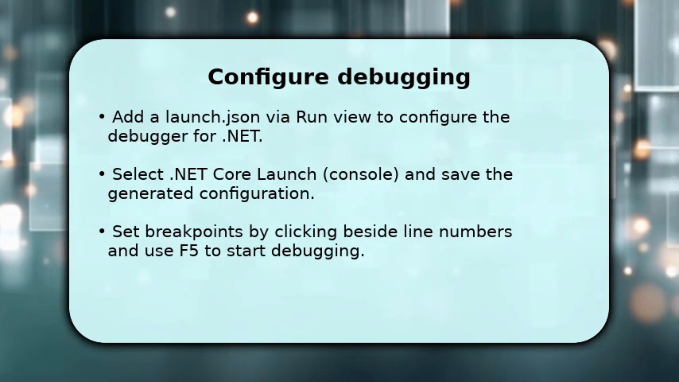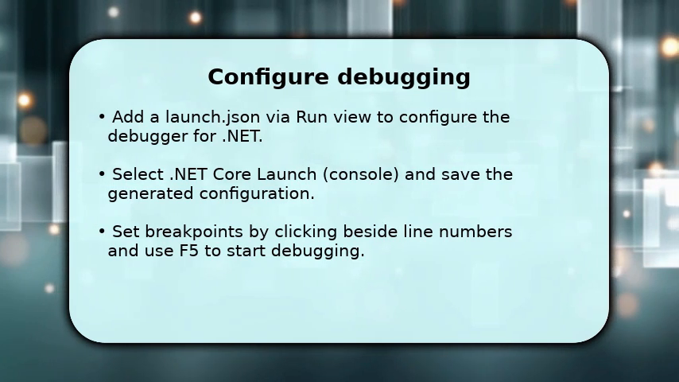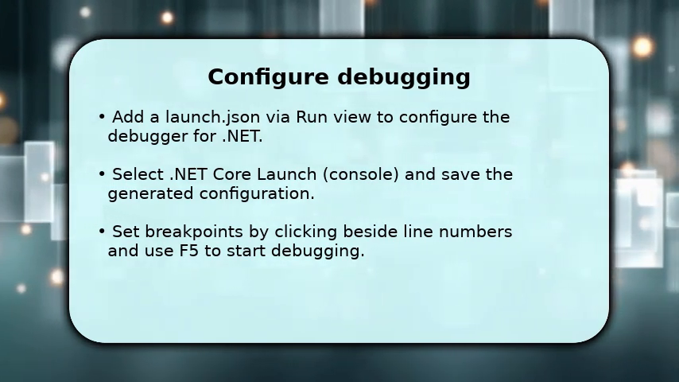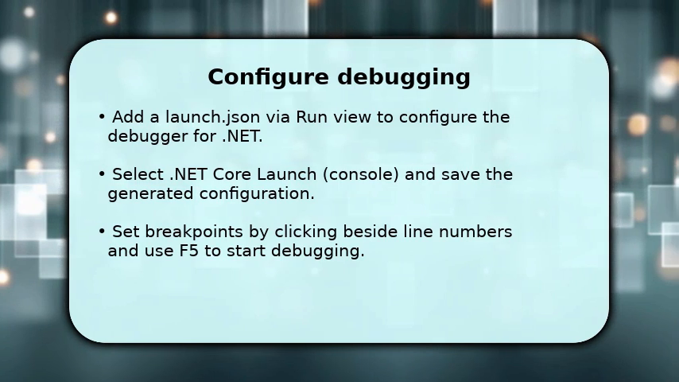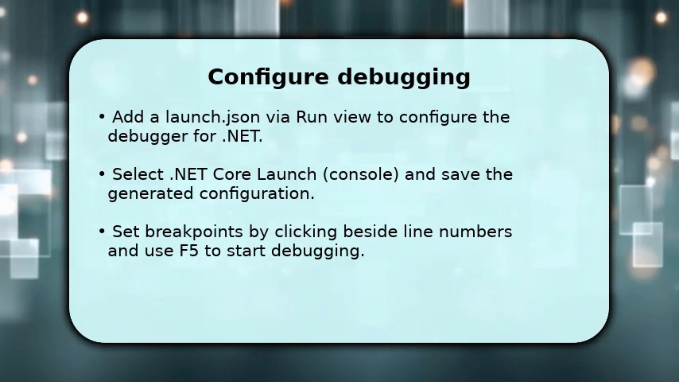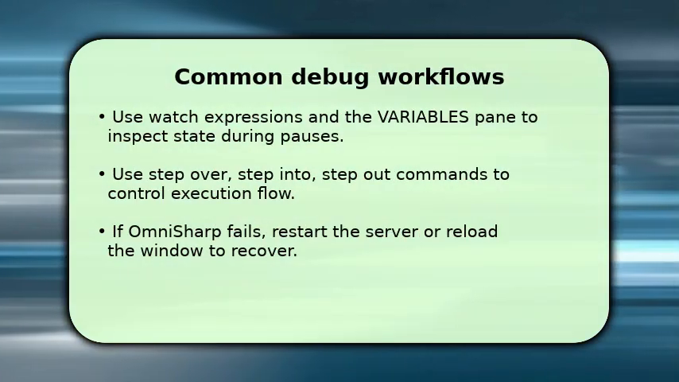Set breakpoints by clicking in the gutter beside line numbers before starting a session. Press F5 to launch the debugger and confirm the debugger attaches and stops at your breakpoints. Use the call stack and variables panels to inspect runtime state. When the debugger pauses, add watch expressions or inspect the variables pane to check runtime values.